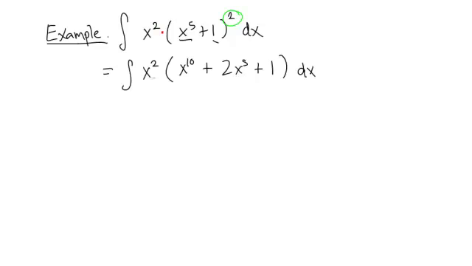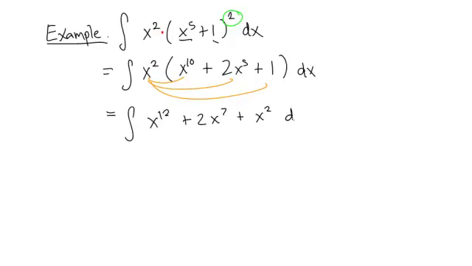And now that the power is off, we can distribute the x squared in order to obtain x to the 12, plus 2 times x to the 5 plus 2, or x to the 7, plus x squared dx. And then each one of these individual pieces can be integrated according to the sum and scaling rules.